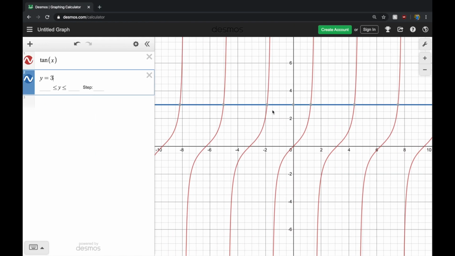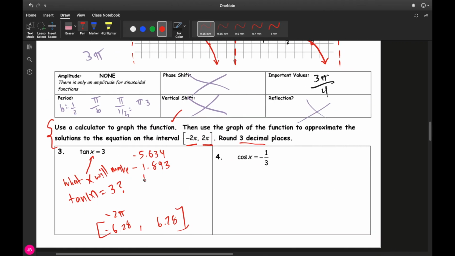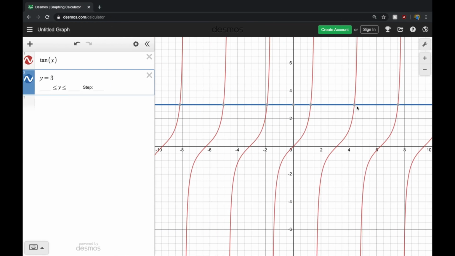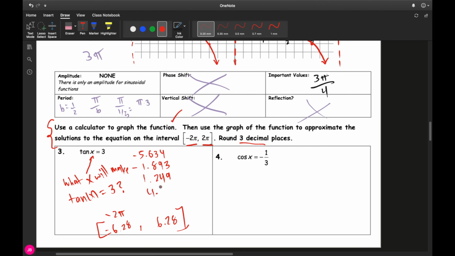Negative 1.893. Here we have 1.249. And over here we have 4.391. And there we go. That's all they're asking for. These are the approximate values of x at which tangent would be equal to 3. Go ahead and try this one on your own. You'd follow the same exact process, of course, instead using the graph of cosine.